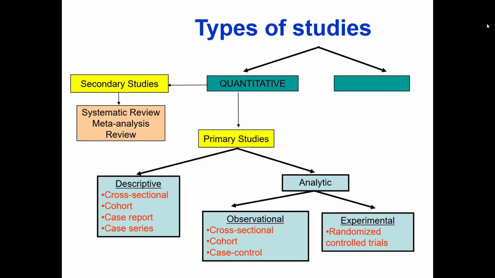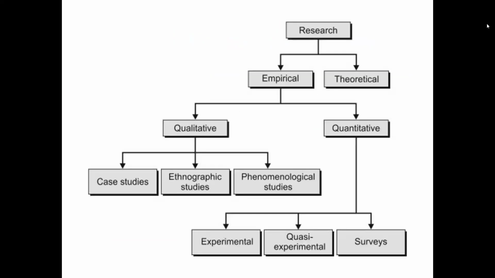So these are the types of studies. Today I'm covering only qualitative. The quantitative I already described in the first slide. So I'm taking only qualitative. These are the qualitative studies, in that empirical and theoretical. Empirical and theoretical studies come under both qualitative and quantitative, but I'm taking only qualitative, which I already discussed in the previous slide: case studies, ethnographic studies, phenomenological studies. These three are very important in qualitative research.